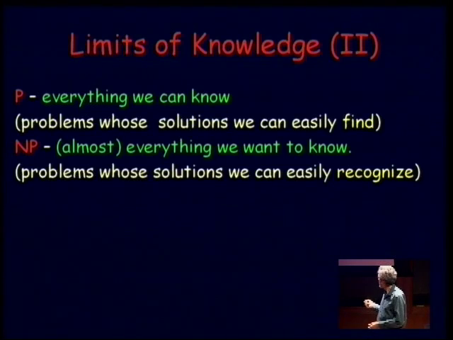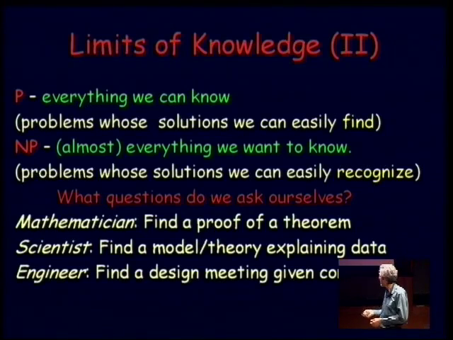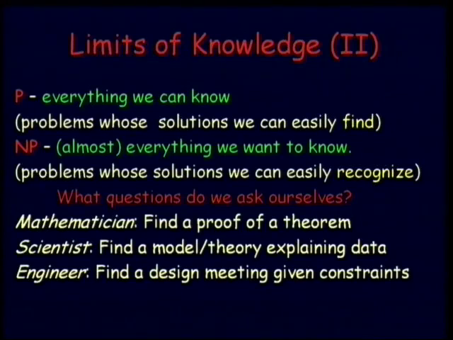Well, let me sort of justify it. Why is everything we want to know whose solutions we recognize? Well, being very childish, let me put here examples of questions creative people are thinking about. For mathematicians, it's trying to find proofs of theorems. For scientists, maybe it's trying to find a model or a theory that explains data, like maybe explaining the universe or some particular biological system.